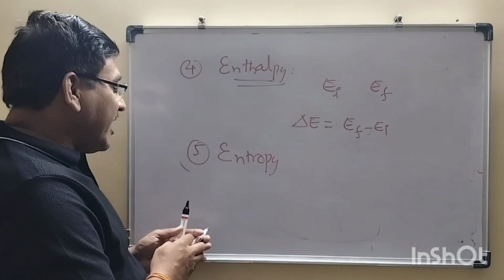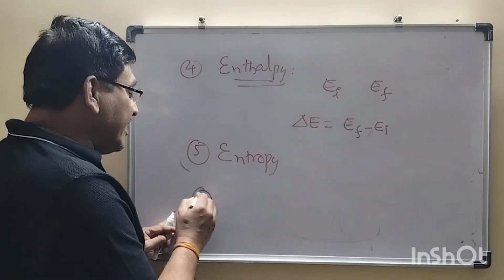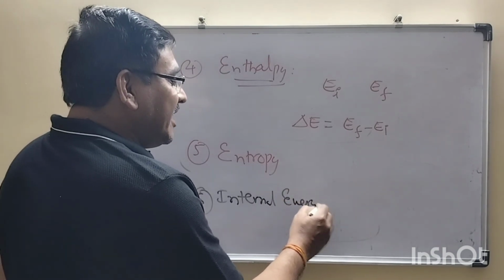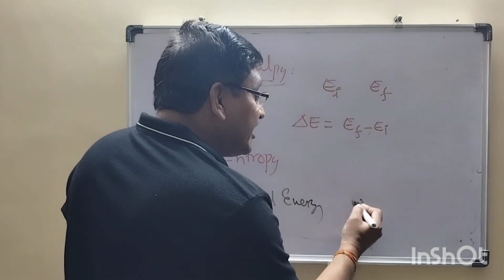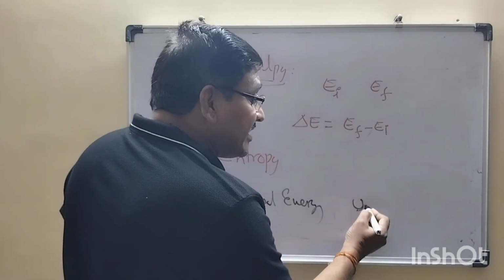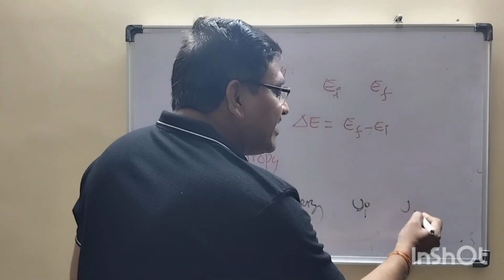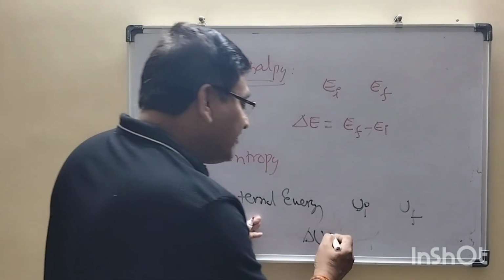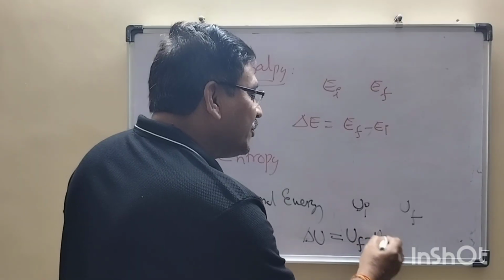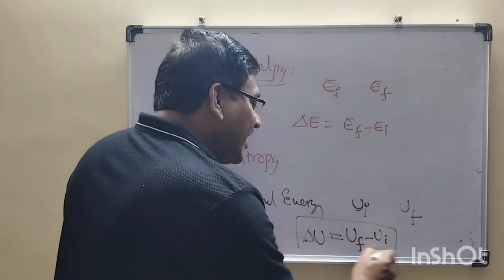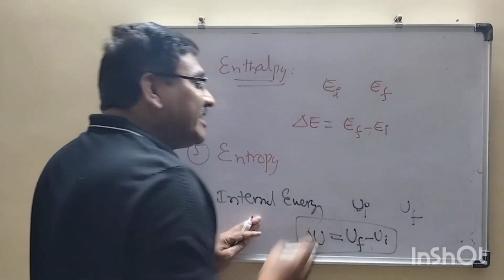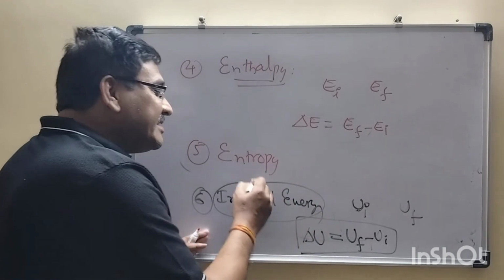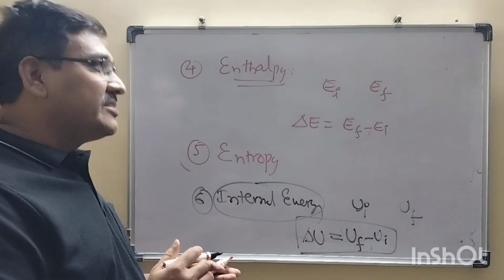Another one I quote is the internal energy of the system. Initial internal energy is denoted as Ui, and final internal energy is Uf. The change in internal energy, delta U, is nothing but Uf minus Ui. This depends on the initial and final conditions. Hence, internal energy is a state variable or state function.